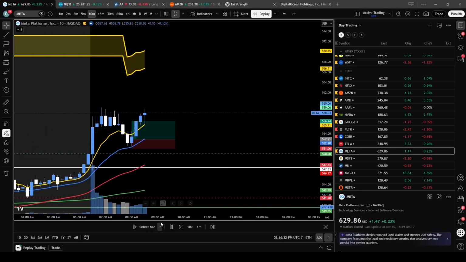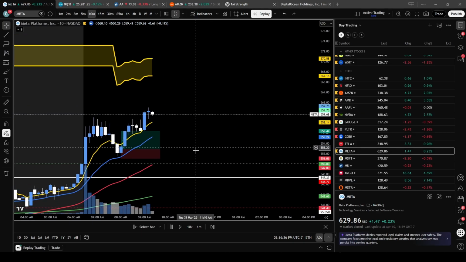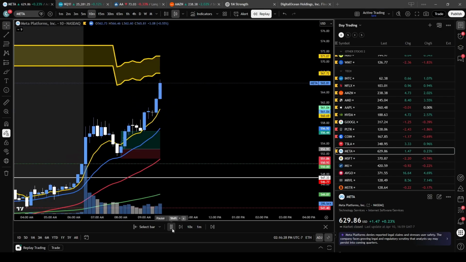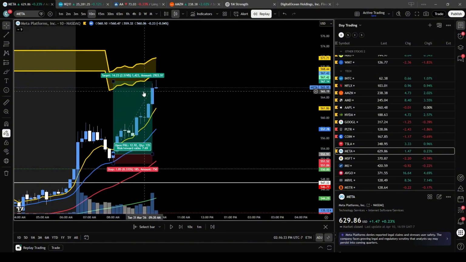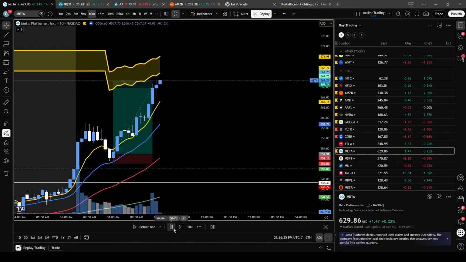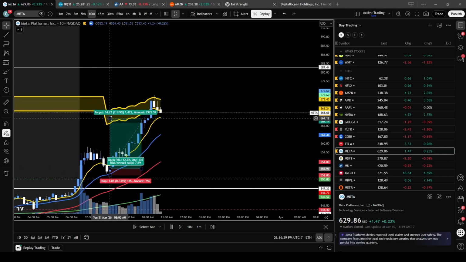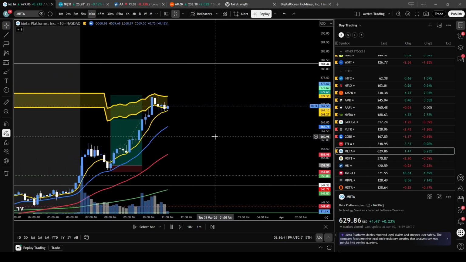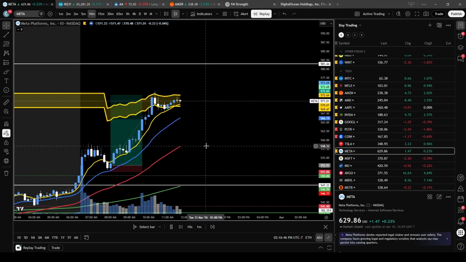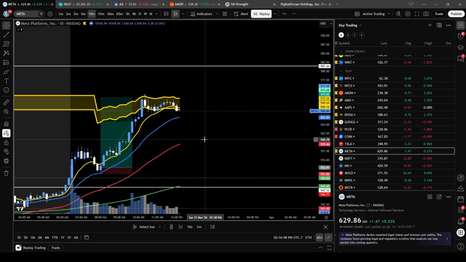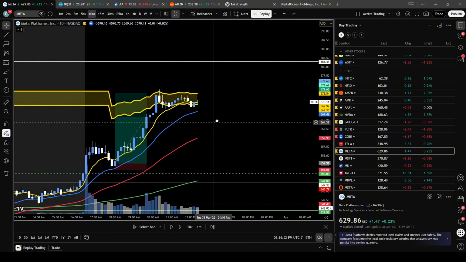Take trims at high of day, and then ride the 8 EMA on the 10-minute. Target the daily 8 EMA. So you're taking big trims up there, even more trims on that pop. And then you probably have like 1 or 2 contracts left, and then you get stopped out once you get under the 10-minute 8.